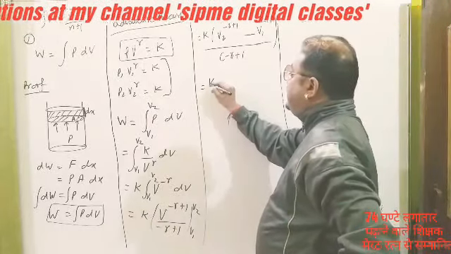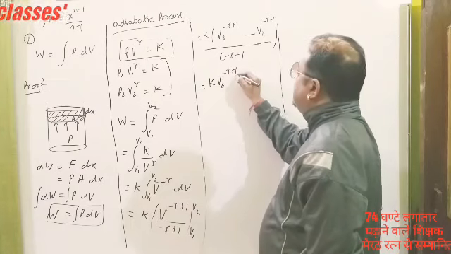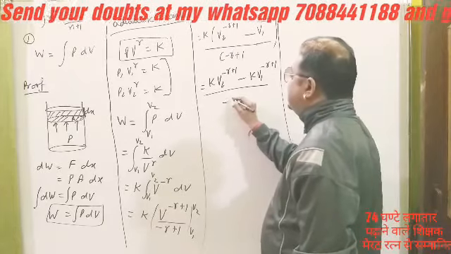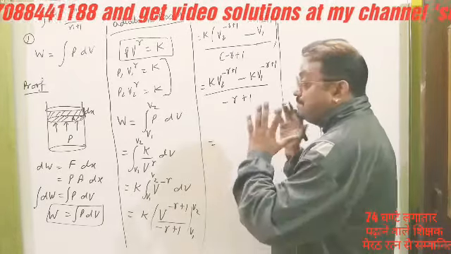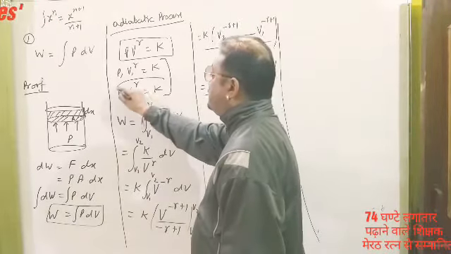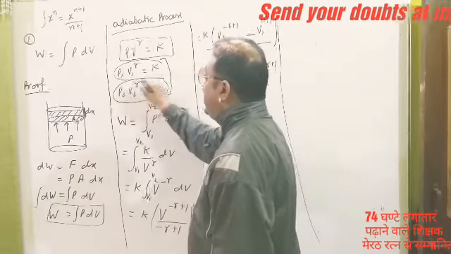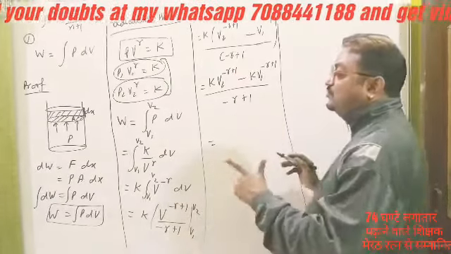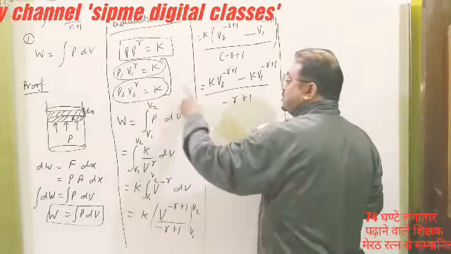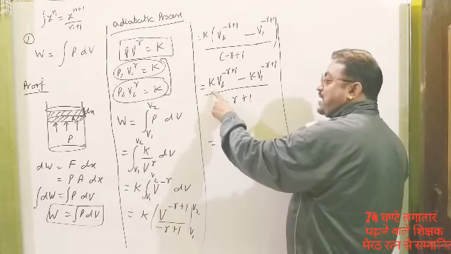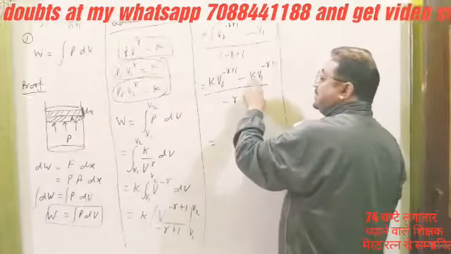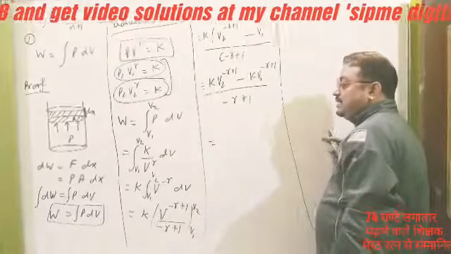So what do we get? K V2 raised power minus gamma plus 1, minus K V1 raised power minus gamma plus 1, divided by minus gamma plus 1. Now the main turning point of the derivation: K is the constant. Instead of K, I can put either value, but we will put that value which will give us benefit. Here, instead of K, I am going to write P2 V2 raised power gamma so that powers of V2 will be added. Here, instead of K, I will put P1 V1 raised power gamma. Therefore, powers of V1 will be added.